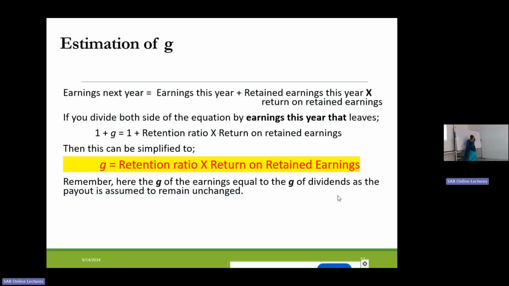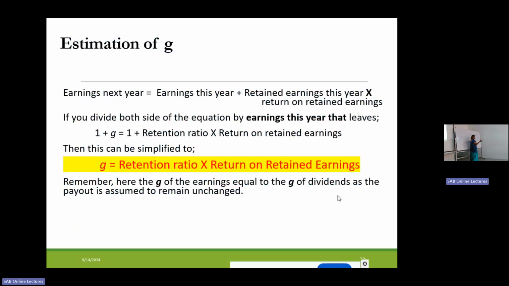Then this part of the formula you can write this way also: retained earnings this year divided by earnings this year into return on retained earnings. Now you can see there is again a trade-off to 1. So then you can see growth rate is equal to the retained earnings this year over the current earnings.